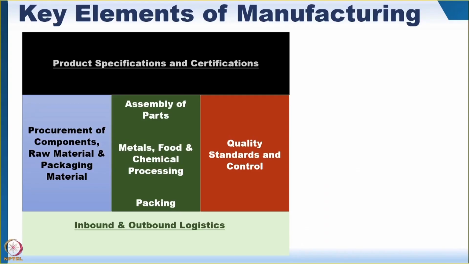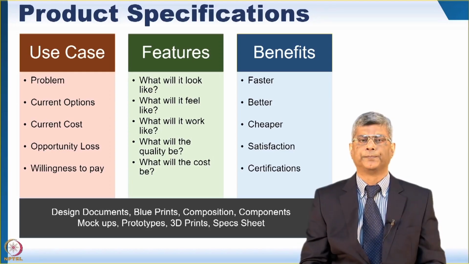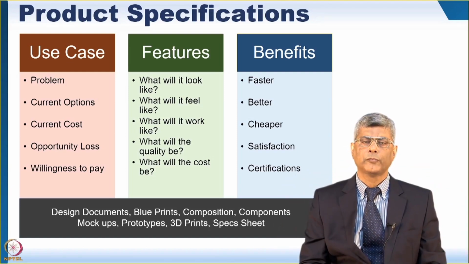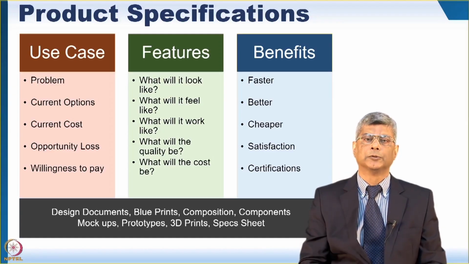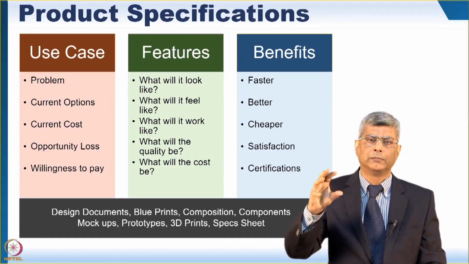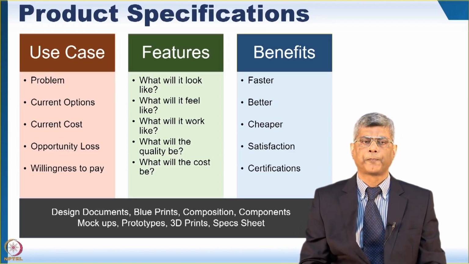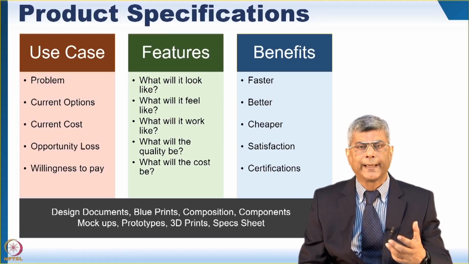So what does it look like in real life? Let's start with what a product specification is. What is a specification? This is the first part I said of manufacturing. A product specification can be a very detailed book, manual, data sheet, etc., and it should cover these elements. First, it should define the use case. What is the use case for the product?